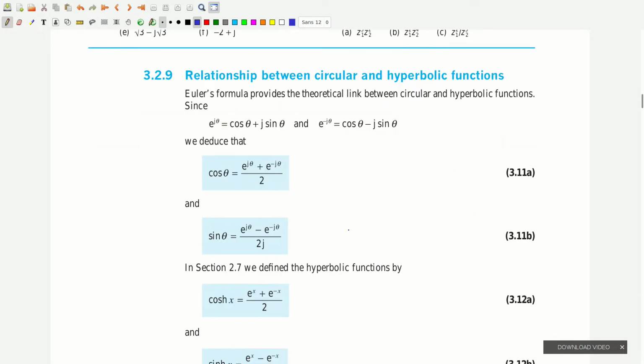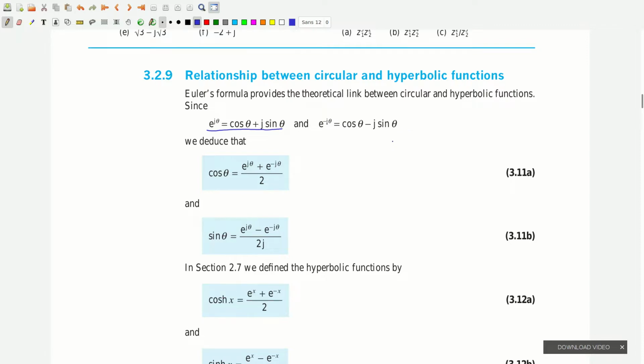Okay, now we want to see the relationship between the circular and the hyperbolic functions. So we have seen the circular, we can write it as this, using our Euler's formula. And then clearly you can see that what if the j now becomes negative j? What do we write it as? Yes, if e^(j theta) is cos theta plus j sin theta, then e^(-j theta) is simply cos theta minus j sin theta.